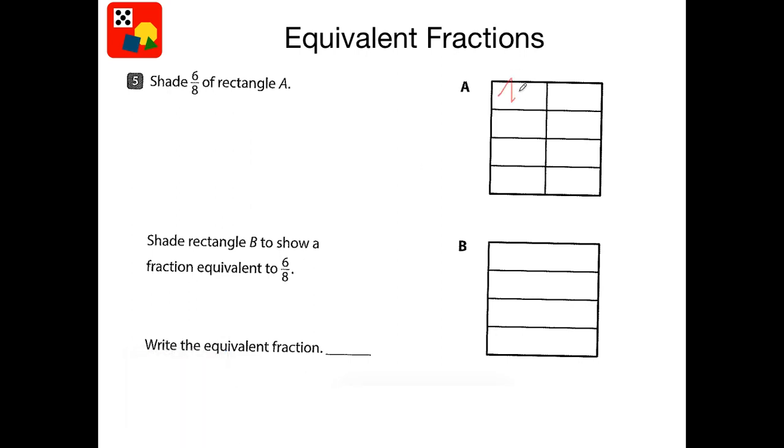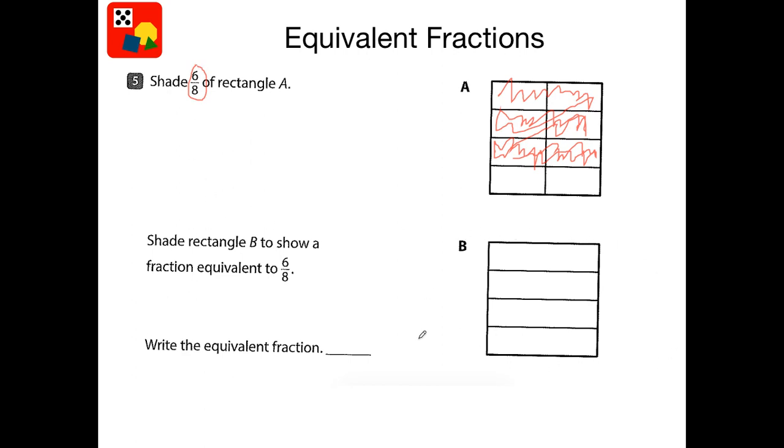So 1, 2, 3, 4, 5, 6. I miss my smart board. I'm sorry, 6/8. Scratch that. You see how numbers can play tricks on you. I've been thinking about the 6. So 1/8, 2/8, 3/8, 4/8, 5/8, 6/8. So I have here 6/8. Okay. Now let's look at B.